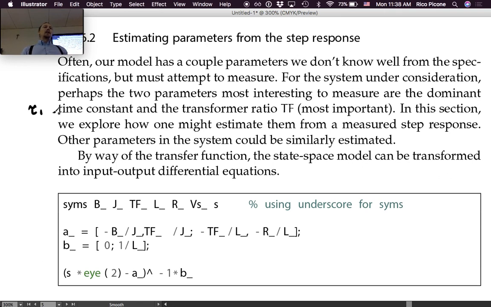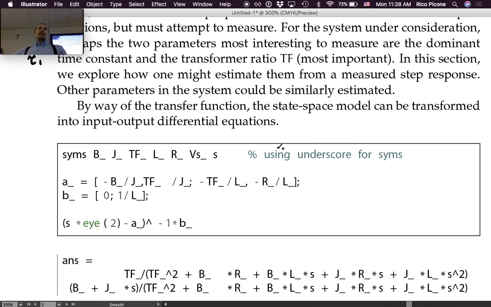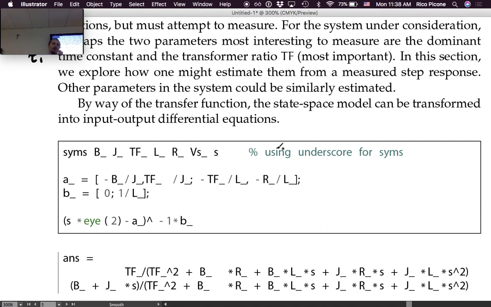These 2 are good things to measure from the step response: the dominant time constant and the transformer ratio. Those are both good to estimate. So we're going to estimate those 2 in the lab too. I'm going to pretend to be doing the lab here by spoofing some data. It's going to be fun. So let's do a little bit of discussion of the analytics first.